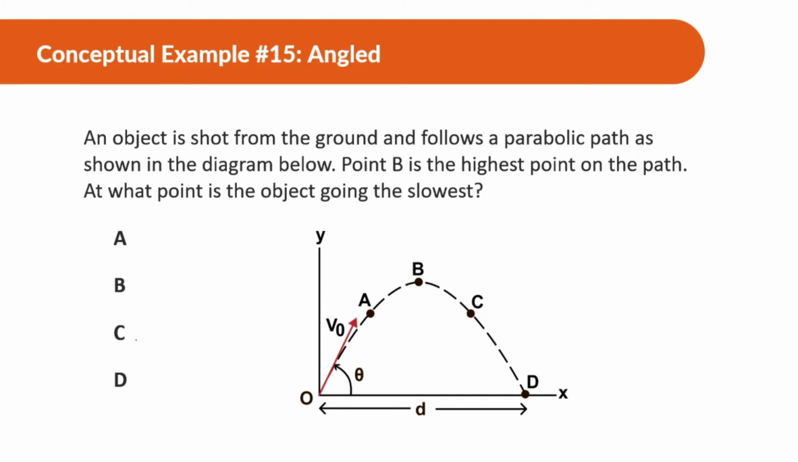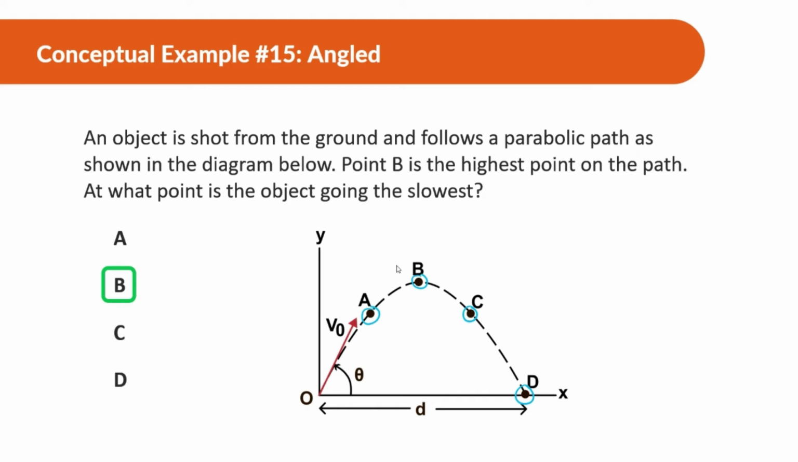Okay, let's look at this example here. Similar but different. An object is shot from the ground and follows a parabolic path as shown in the diagram below. Point B is the highest point on the path. At what point is the object going the slowest? Okay, so again, we have these 4 points A, B, C, and D. I think most people are going to know that B is going the slowest.